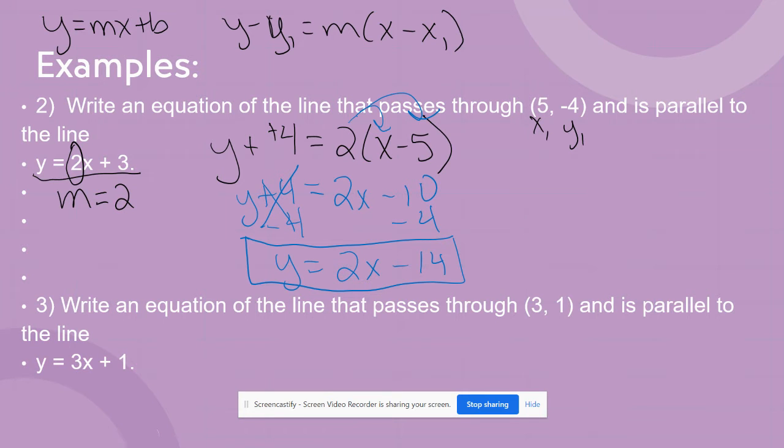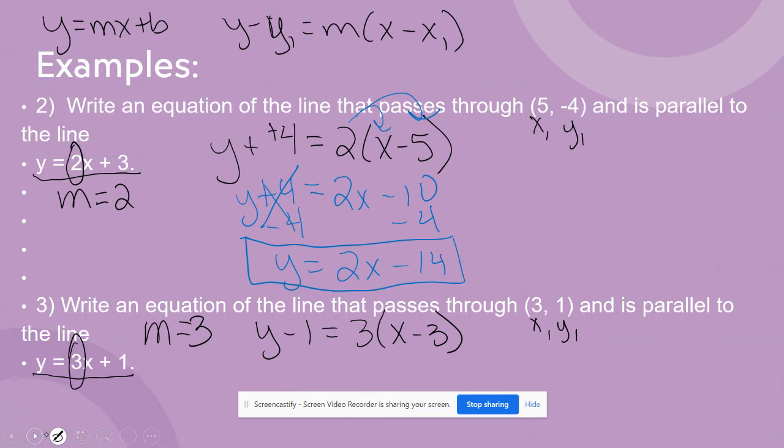So again, start with finding the slope of the line they give you. Here they say slope is 3. They have x1, y1. So y minus 1 is equal to 3 times x minus 3. And again, if there's no specific format they want us to put it in, then here's point-slope form, and that would be fine.